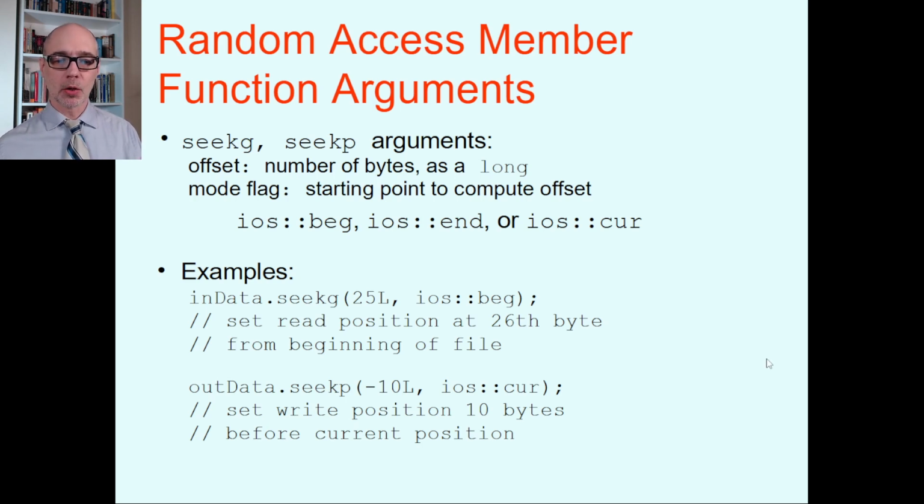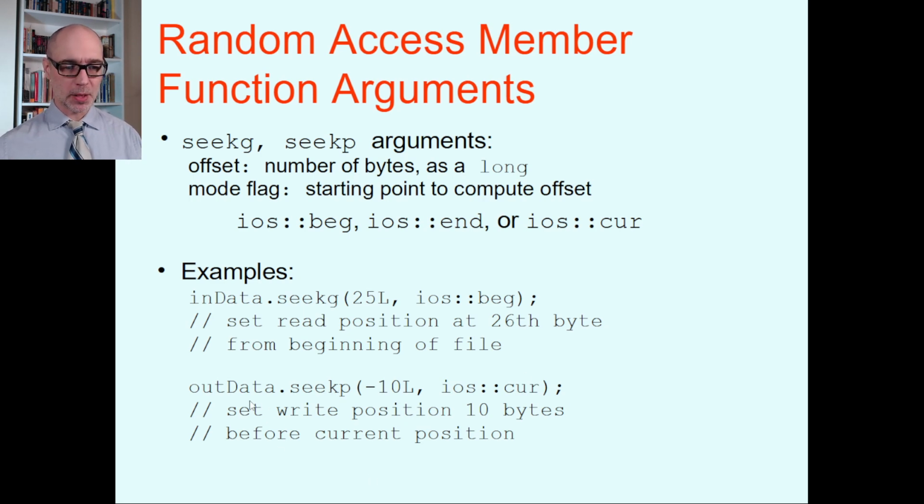And here we're using ios::beg as the mode flag, so you're counting from the start of the file. If the start of the file is byte 0, you're going to move up to byte number 25, which is technically the 26th byte in the file, again because you start counting from 0. Okay, so jump up 25 bytes from the beginning of the file.